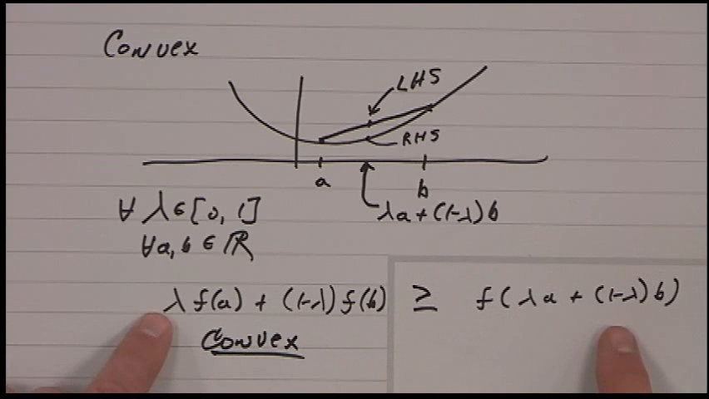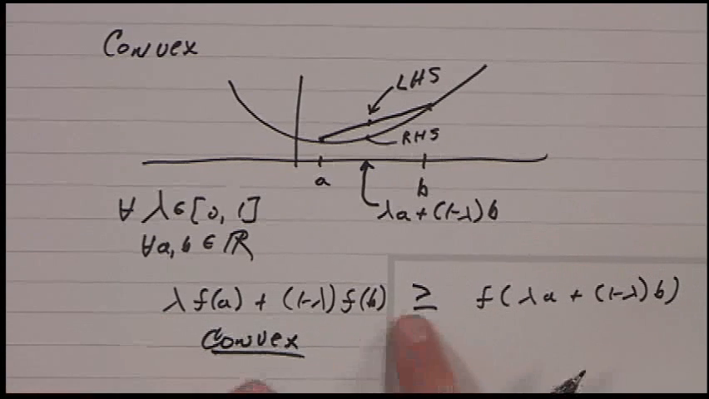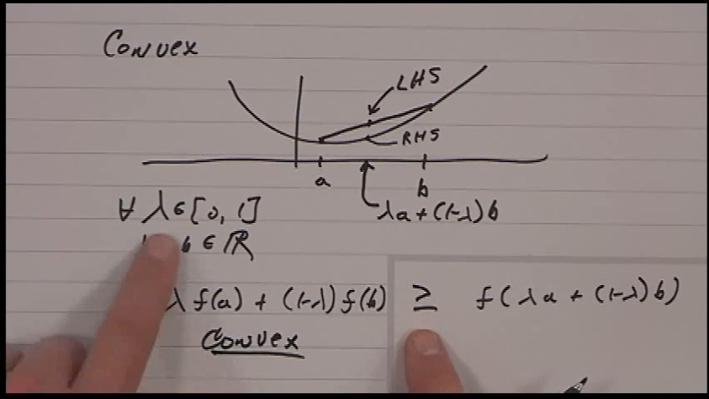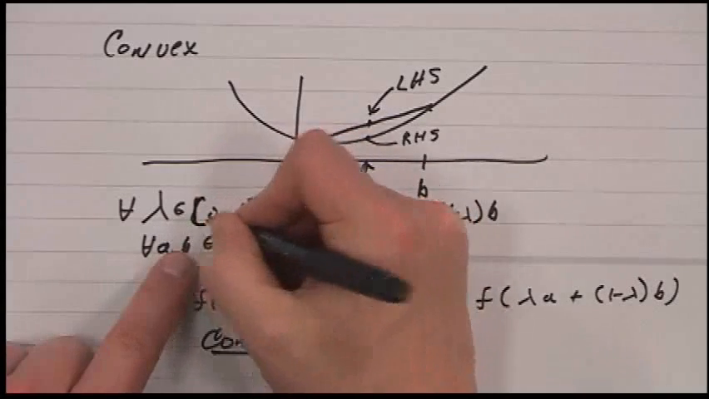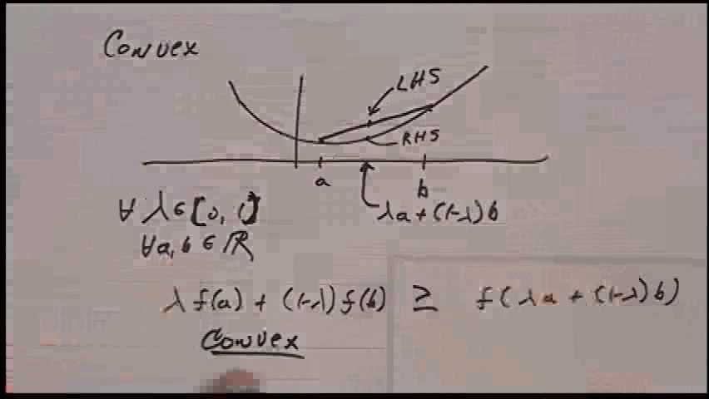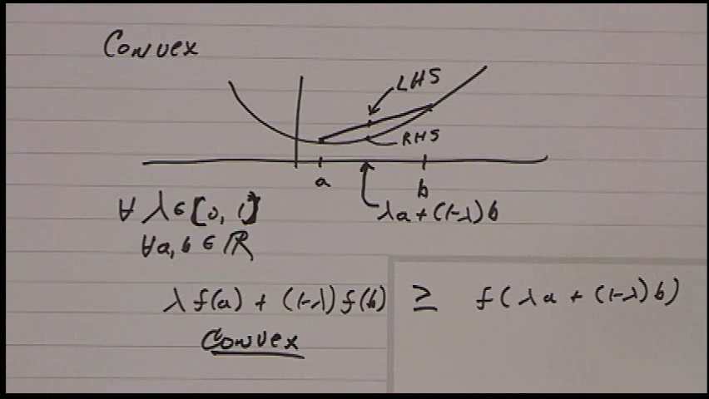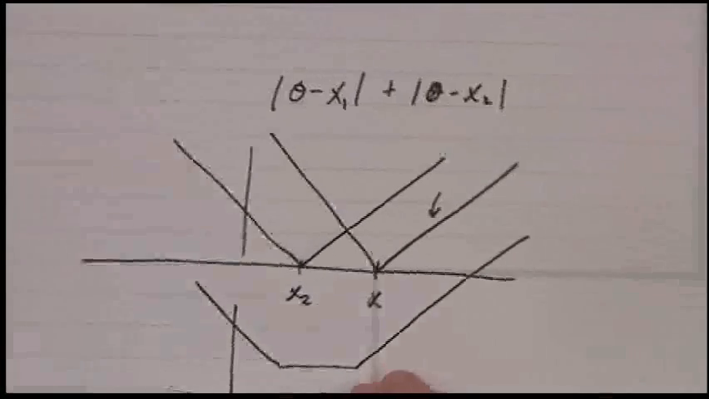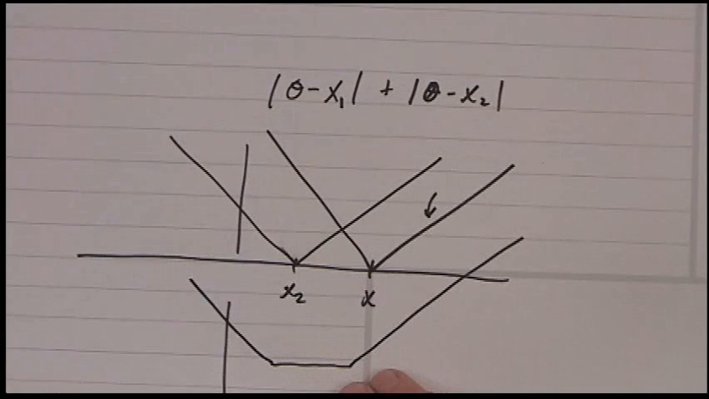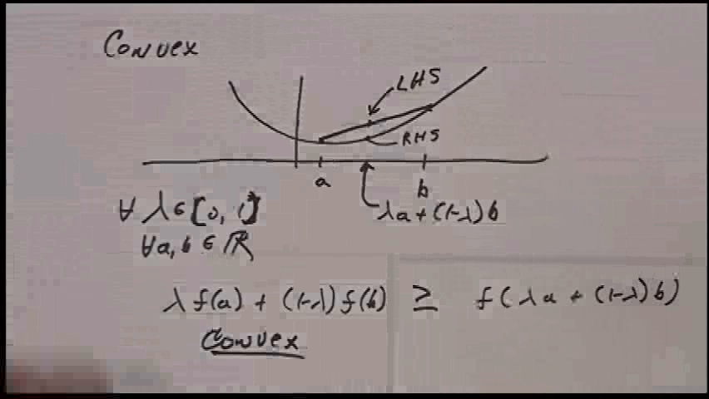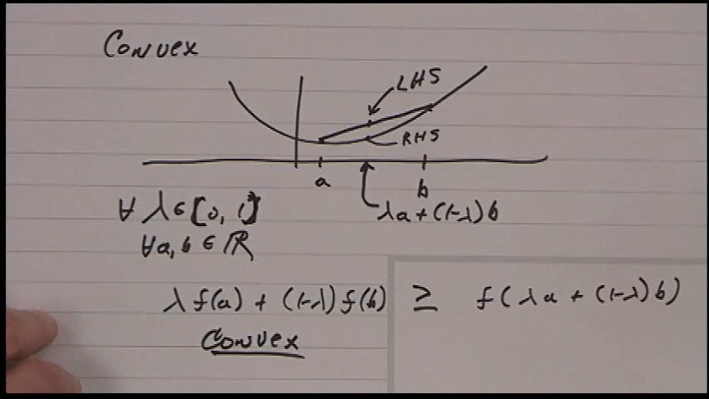This is the definition of convexity. And if it's a strict inequality, as long as lambda here is in the open interval, then we call this strictly convex. So these functions here are convex. And when you add together convex functions, you get convex functions. It's actually a little counterintuitive that that's true, but it's true.